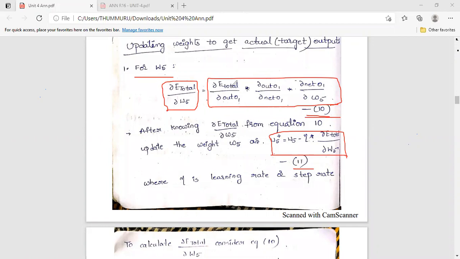Dou E total, in the sense E O1 plus E O2. Dou out O1, in the sense 1 by 1 plus e to the power of minus net O1. So these are again individual formulas to calculate. You need to calculate these three individually. Then after calculating these three, you need to substitute these values at this place. After calculating this, you should use it within this formula. This is the final formula to change W5, right?